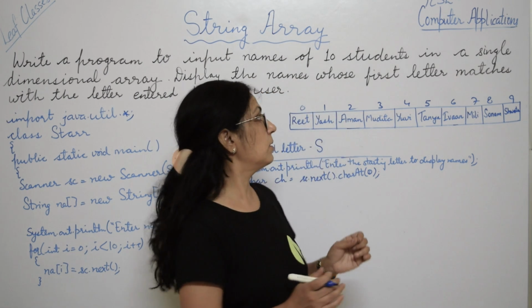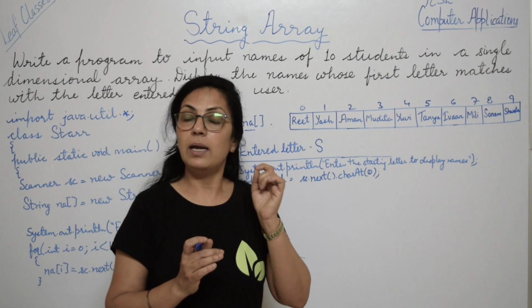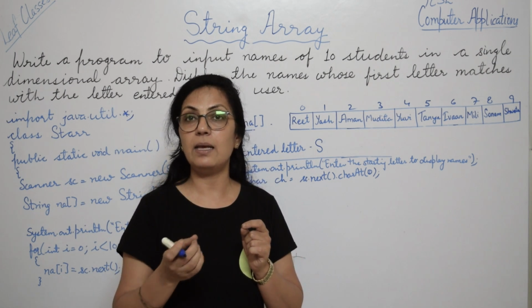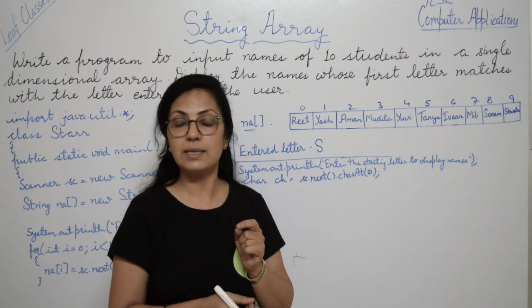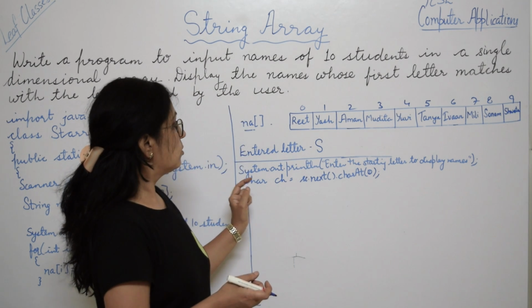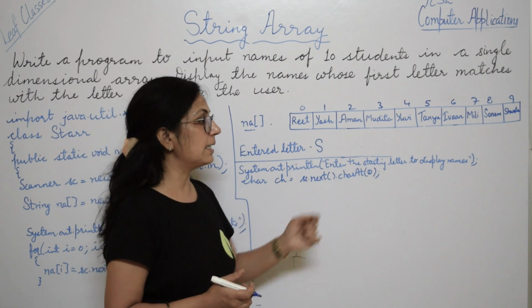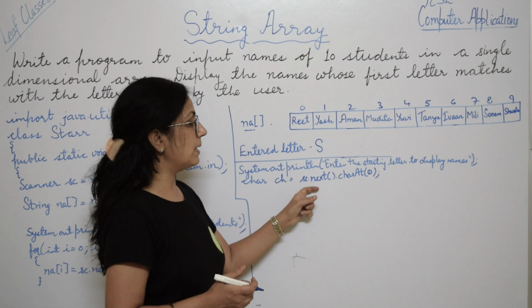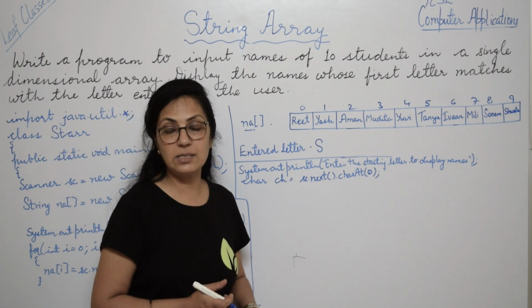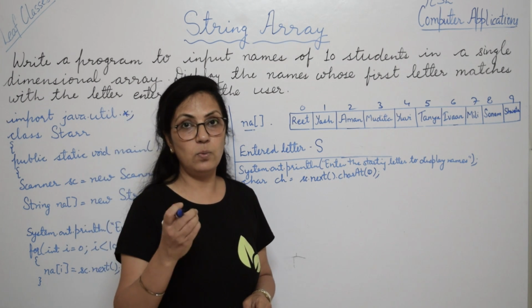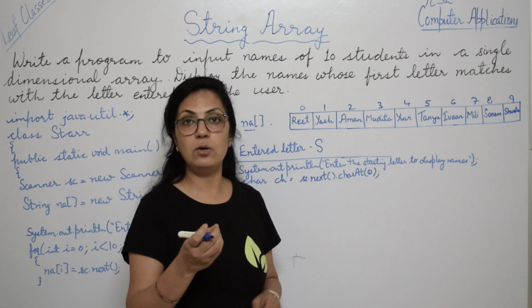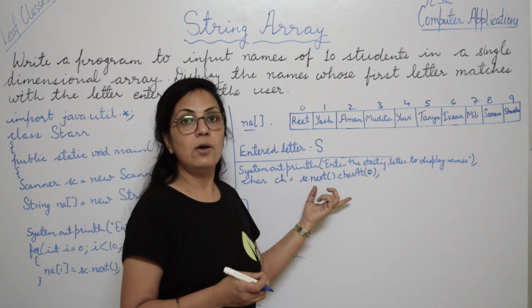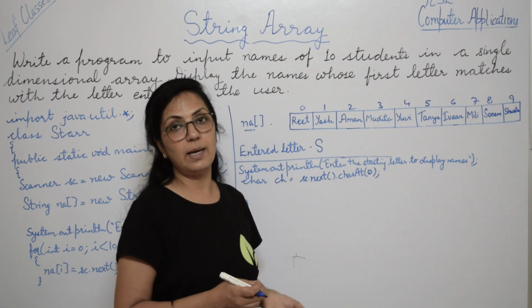Now what is the question? You have to input the starting letter because we want to display the names which are starting with the specified letter entered by the user. Right? So give the message, enter the starting letter to display the names. And then char ch = sc.next().charAt(0). charAt(0) will give the character value from this string, right? So this is the function which we will be using to input the character.